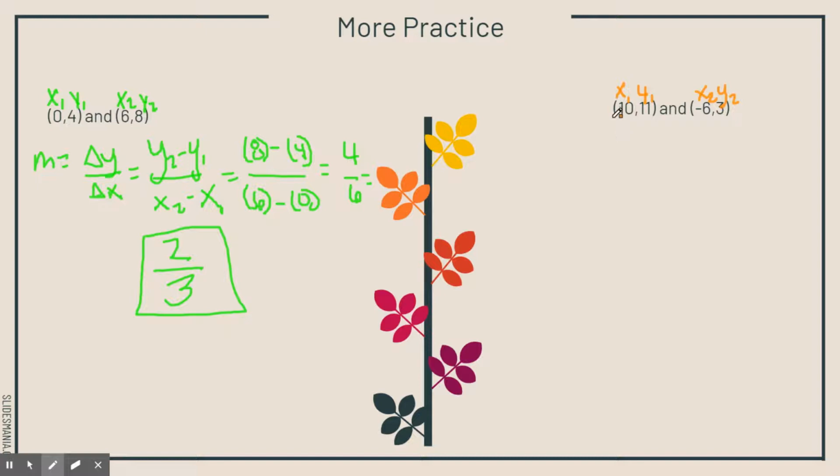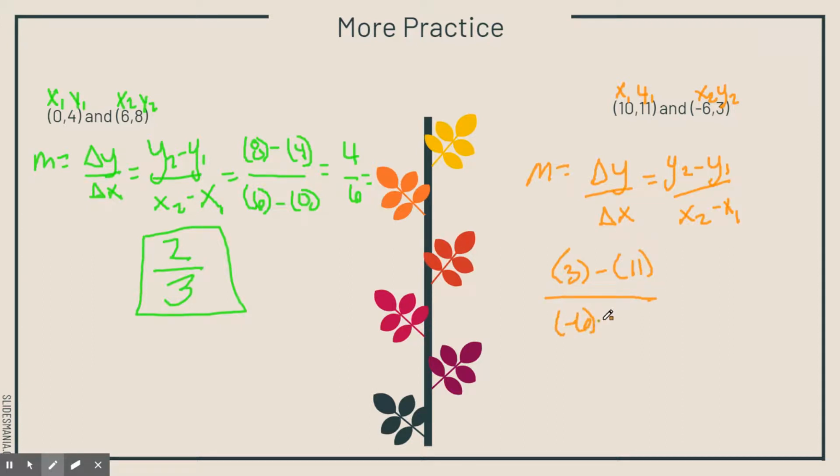All right, so then what I'm going to do with that is I'm going to do my formula, which is m equals the change in y over the change in x equals y2 minus y1 over x2 minus x1. So now I'm going to plug it in. Y2 is 3 minus y1, which is 11, over x2 is negative 6 minus x1, which is 10.